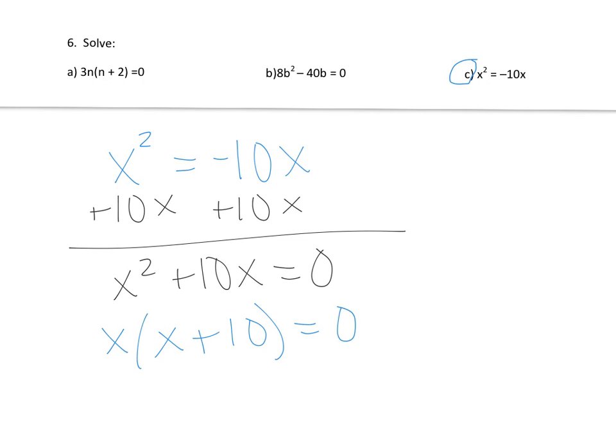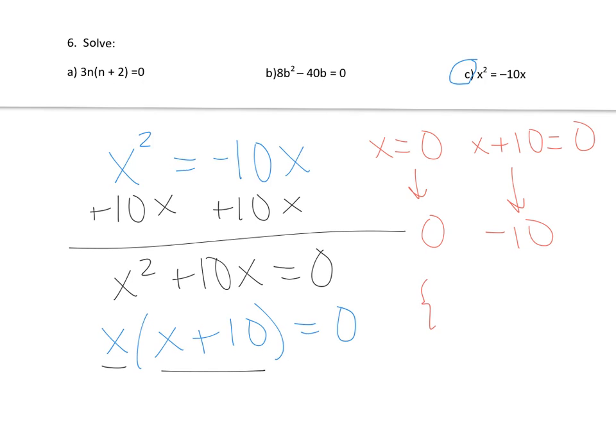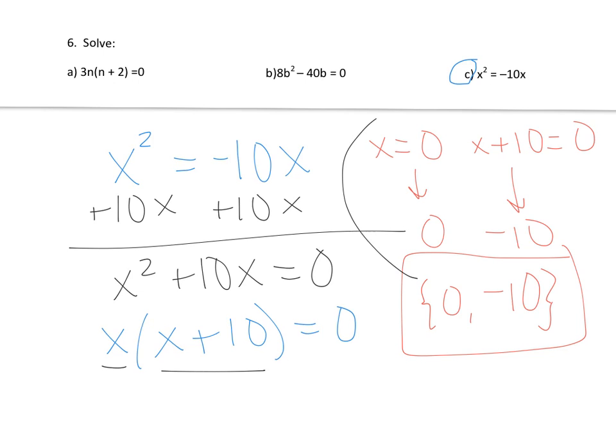Now that I've factored, I can set my two factors equal to 0. So I'll set x equal to 0 and x plus 10 equal to 0. My answer here is just 0, and here is negative 10. So my two answers are 0 and negative 10. Now to check my work, I could plug those values back into my original equation, and that will satisfy the equation.